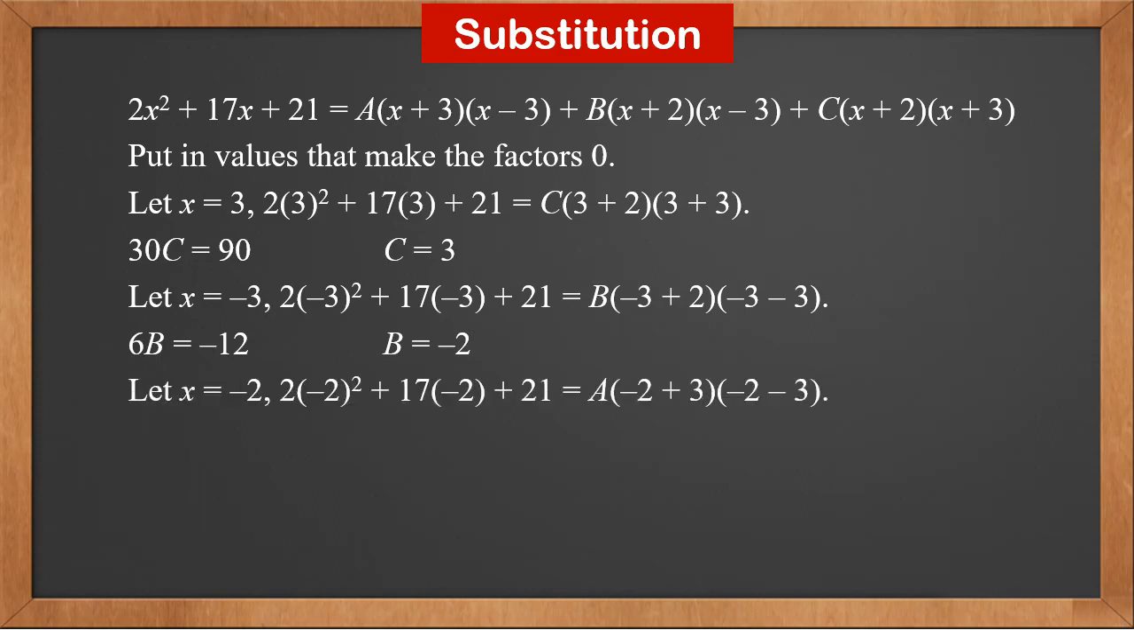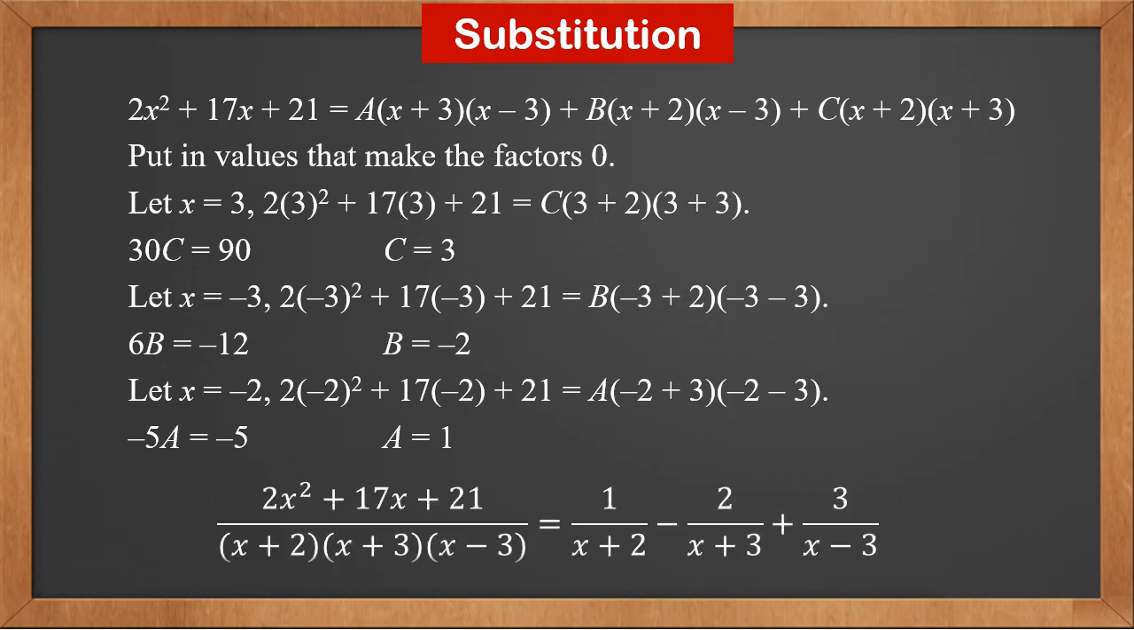Let x equal minus 2. The left side is 2 times (minus 2) squared plus 17 times (minus 2) plus 21. The right side is A times (minus 2 plus 3) times (minus 2 minus 3). This is minus 5A equals minus 5. So A is 1. Therefore, the partial fractions are 1 over (x plus 2), minus 2 over (x plus 3), plus 3 over (x minus 3).